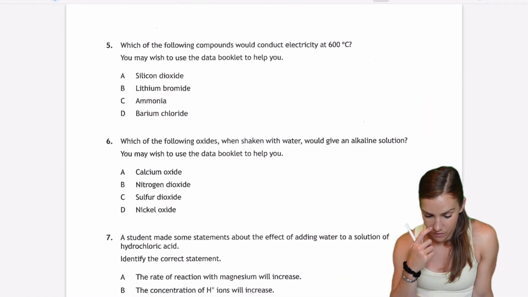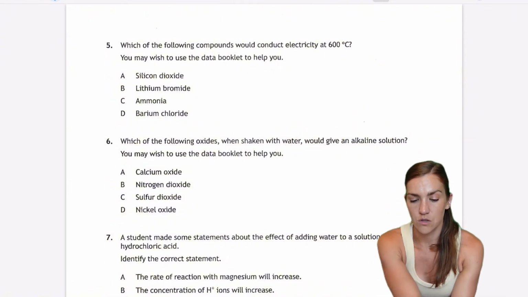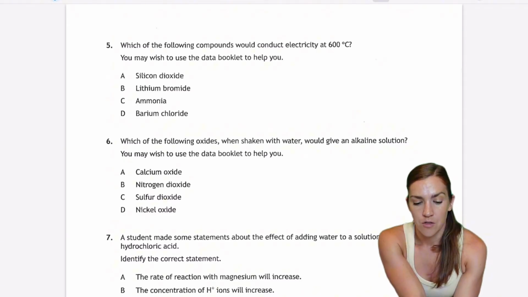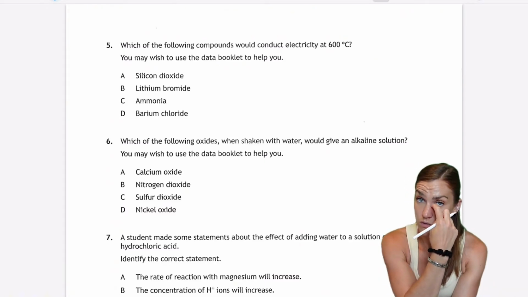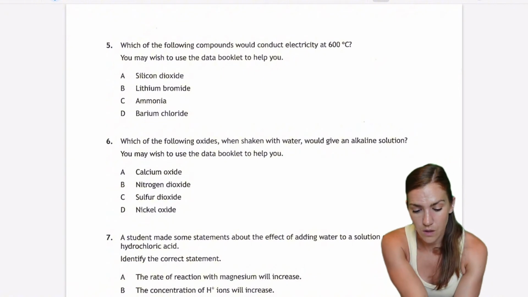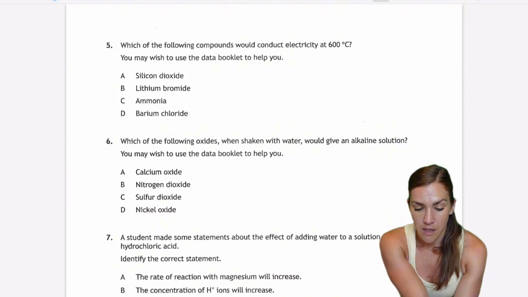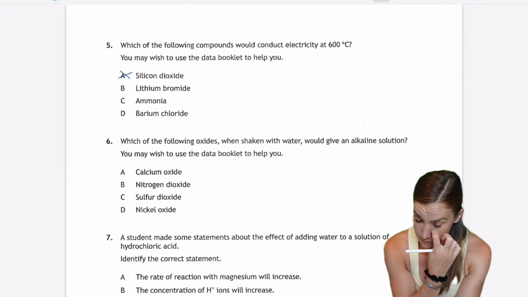For question 5, which of the following compounds would conduct electricity at 600 degrees? So this requires your knowledge of the properties of bonding. Just remember that metallic solids and liquids will conduct, and also ionic solutions or liquids. So we can rule out some answers first of all by looking to see if anything's metallic or ionic. Silicon dioxide, that's all non-metals. Silicon and oxygen are non-metals, so that's covalent, so it's not going to conduct.